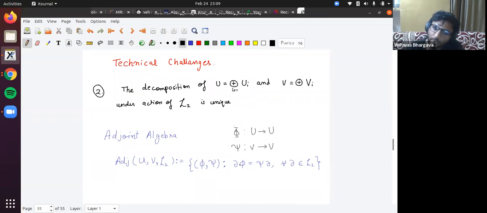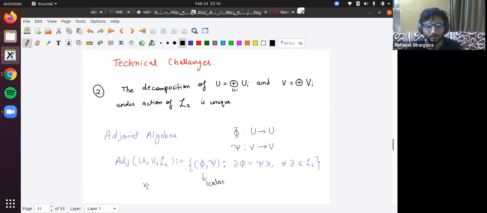For every element in L2, if dou of phi is equal to psi of dou, and this happens for all the operators, this is referred to as adjoint algebra. As it turns out, it captures uniqueness, or the number of times you can decompose these vector spaces almost perfectly. So if you want to show that uniqueness is met, this boils down to exactly showing that this weird object I defined above is trivial. That is, these two operators are nothing but scalars.